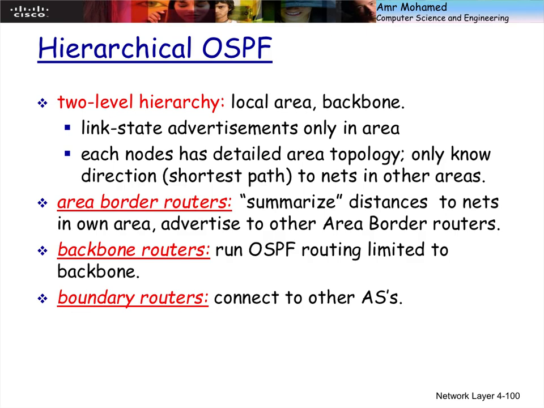Okay. And the backbone router interfaces the entire network to other autonomous systems. And there is the boundary router, which is the one that interfaces all this network to other autonomous systems. Backbone routers are routers that are limited to the backbone area. And the backbone area is a special case area which connects all these other areas together.